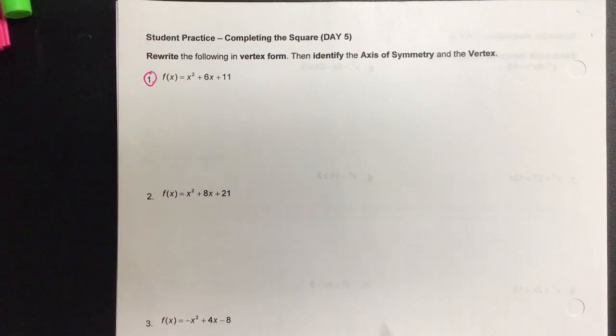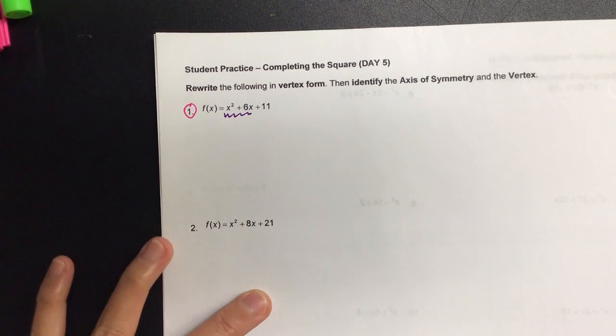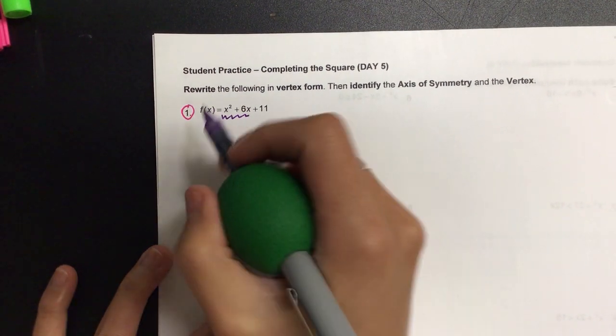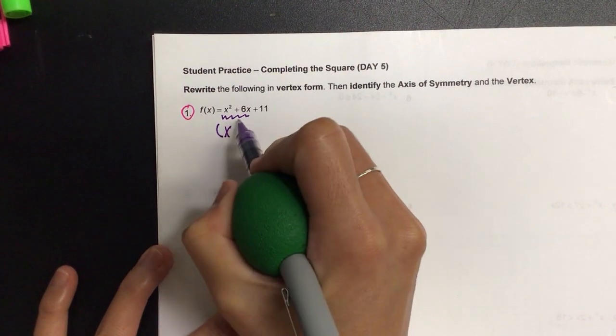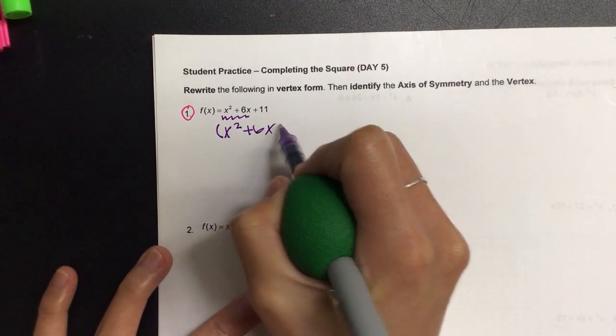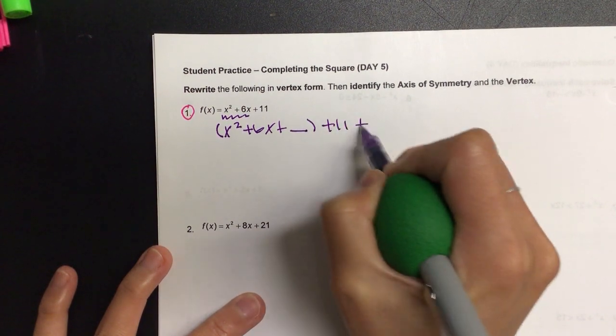Okay, let's recall completing the square. When you're completing the square, you have to rewrite the following: x squared plus 6x plus a blank, and we're going to throw out the 11 and add another blank.